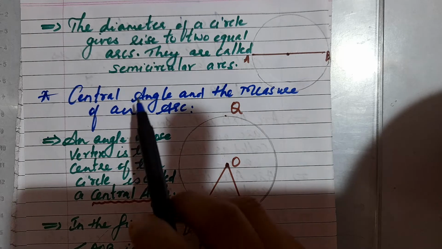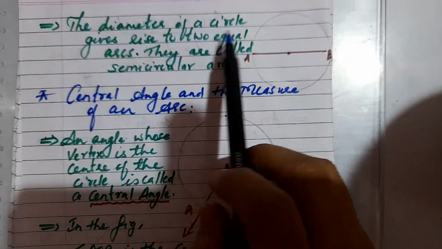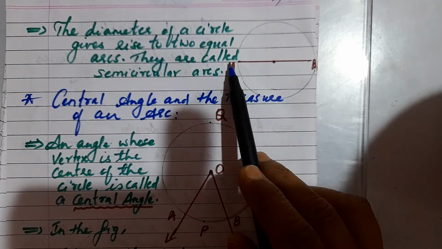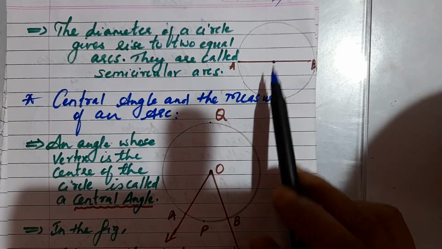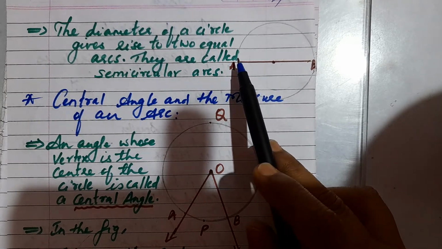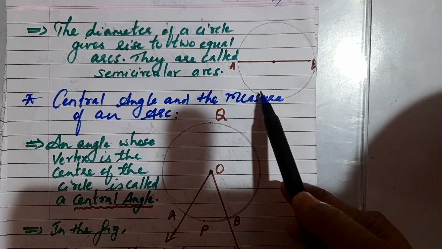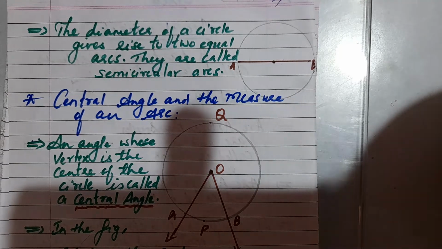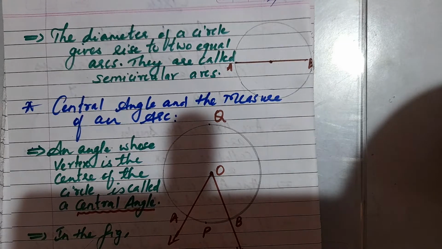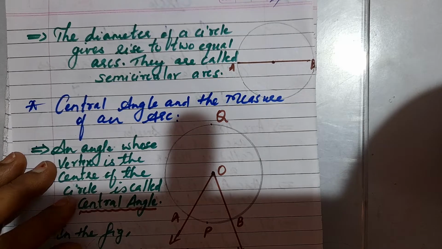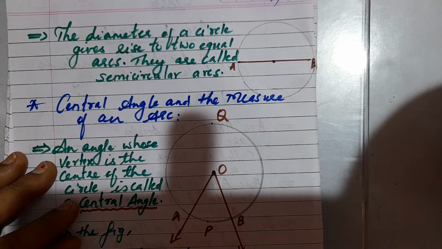Now the next important term is, children, the diameter of a circle gives rise to two equal arcs. You can see this diameter AB, it is dividing the circle in two equal parts. Each part is an arc, and these arcs are called semicircular arcs. That point you have to remember.